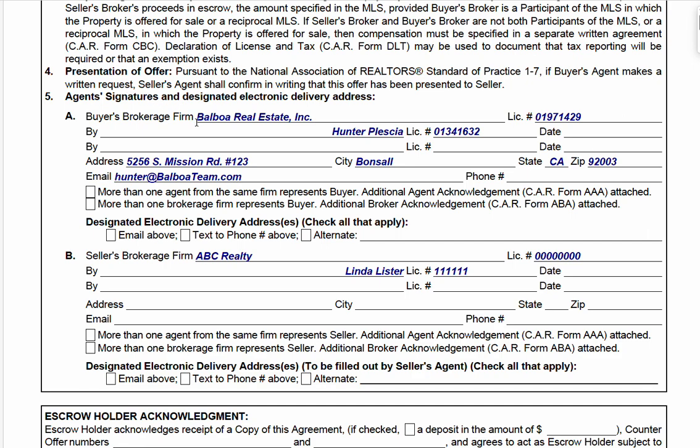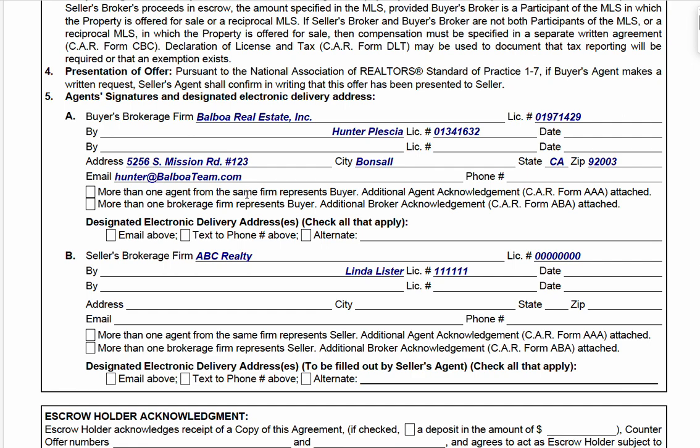Now, of course, co-listing brokers are far more common than co-buyer brokers, but co-buyer brokers happen as well. And you have two lines for two agents working in the same office under the same brokerage, and they can both sign here. Now, if there is an additional agent that wasn't mentioned here that is part of the transaction, check this box and you can incorporate the additional agent acknowledgement.